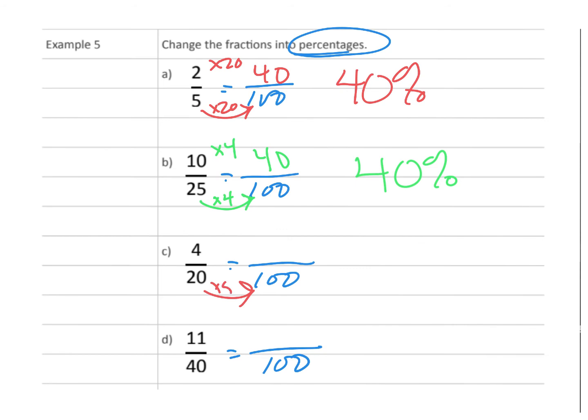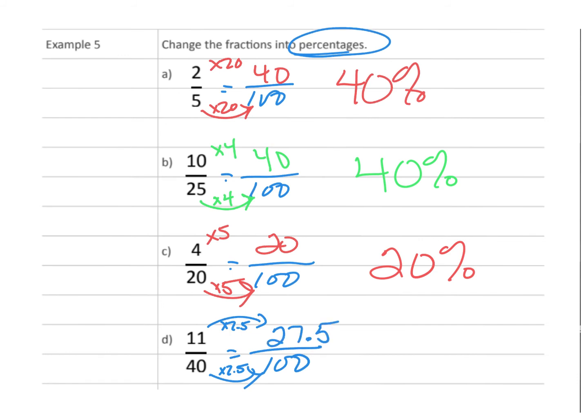20 times 5 gives me 100. So 4 times 5 gives me 20. So this one would be 20% because it's 20 out of 100. Have to do a little bit of math here. 40 times what gives me 100? Well, that would be times 2.5. 100 divided by 40 would give us 2.5. So 40 times 2.5 gives me 100. So 11 times 2.5 gives me 27.5. So that would be 27.5 or 27 5/10%.